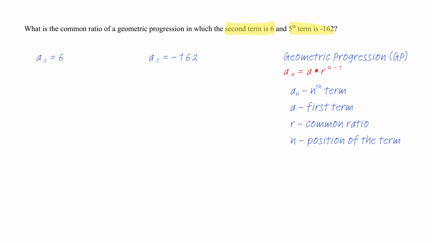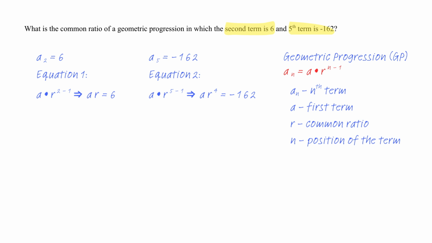Using our formula, we can write these as equations. Equation 1, a times r to the power of 2 minus 1. This results in a times r equals 6. Equation 2, a times r to the power of 5 minus 1. This results in a times r to the fourth power equals negative 162.